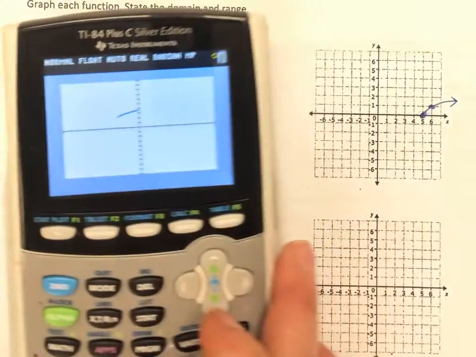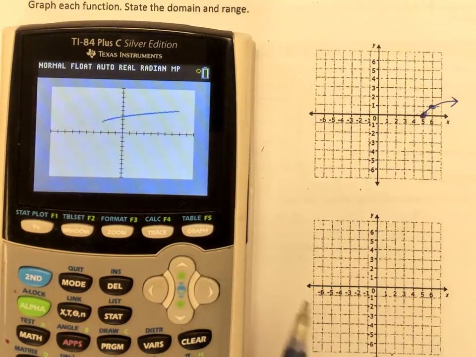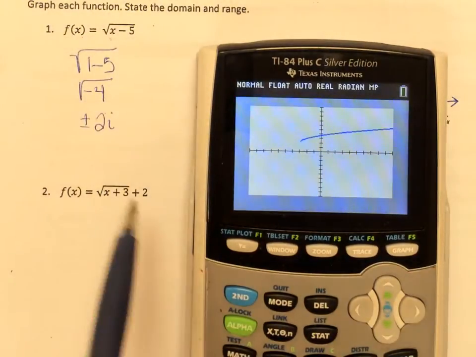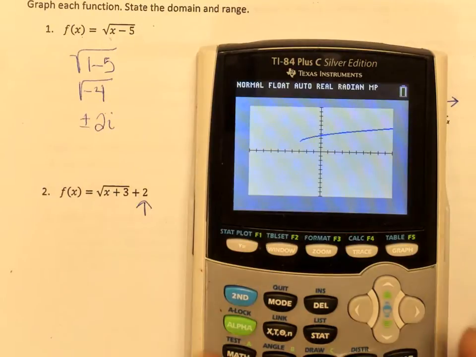Sweet. Alrighty. It's not even touching it, right? Because of that +2, right? That +2, what did it do to the graph? It made it go up. It made it go up 2.